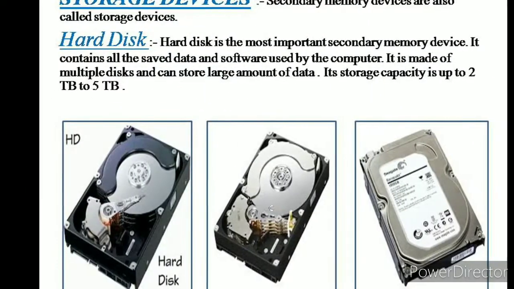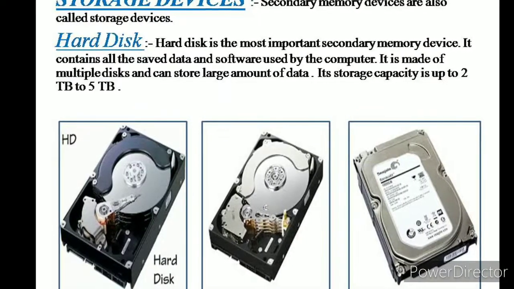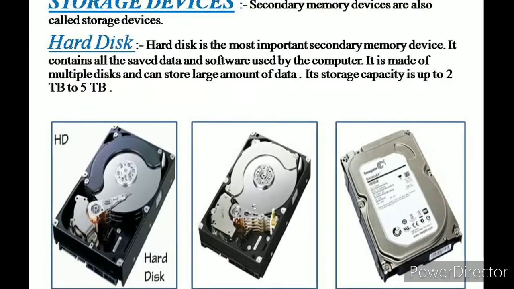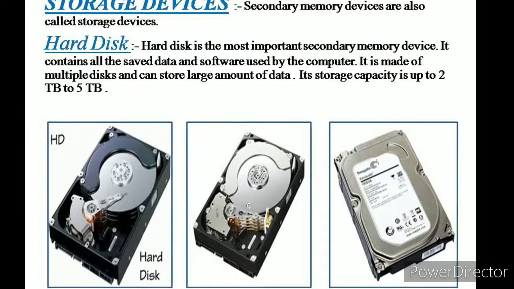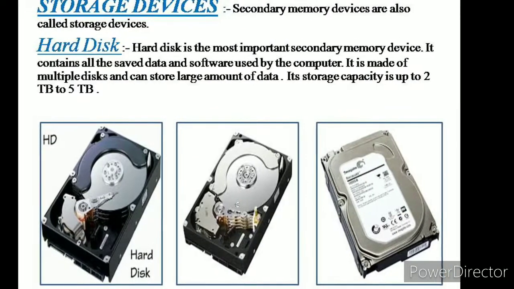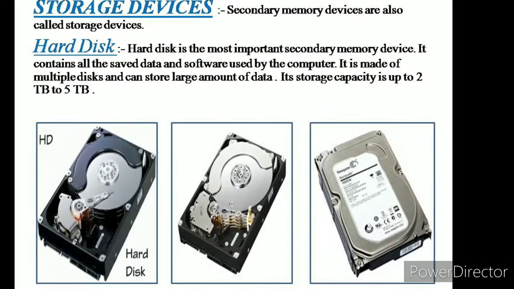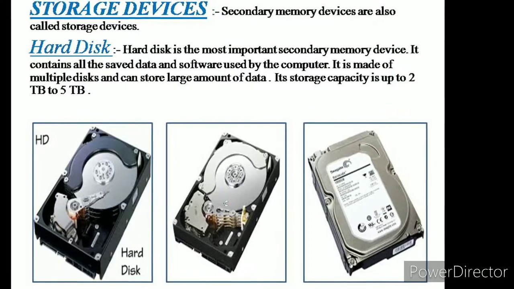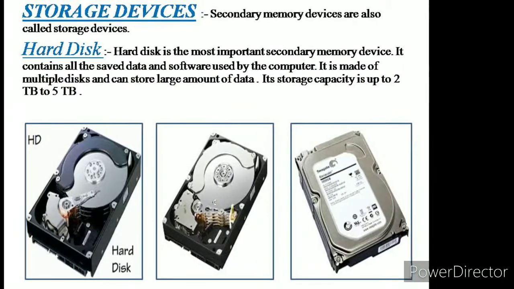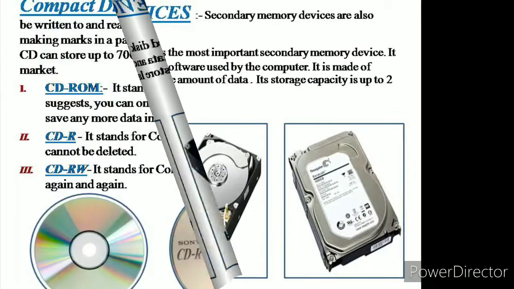Storage devices. Secondary memory devices are also called storage devices. Let us discuss different types of storage devices and their purposes. Hard disk. Hard disk is the most important secondary memory device. It contains all the saved data and software used by the computer. It is made up of multiple disks and can store a large amount of data. Its storage capacity is up to 2 TB to 5 TB.